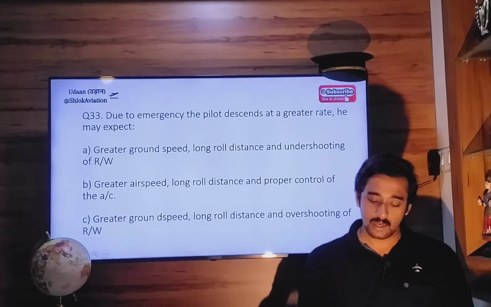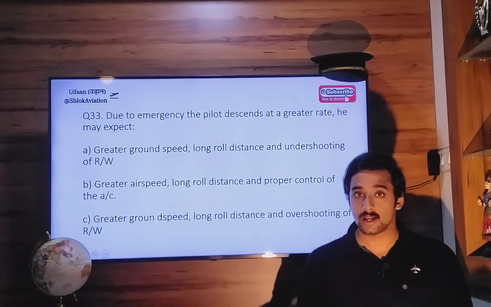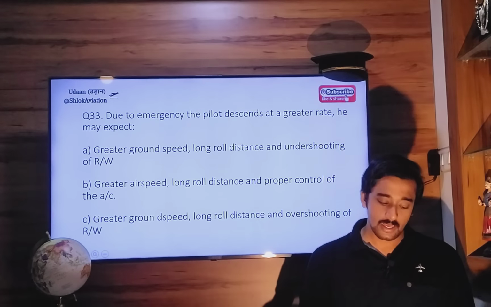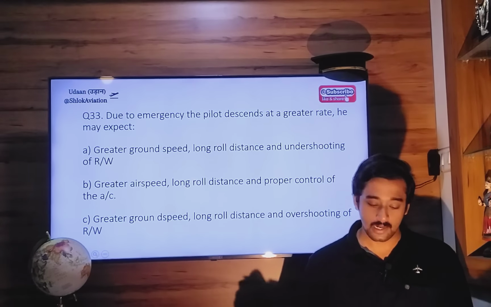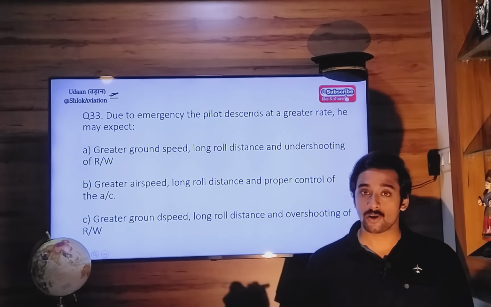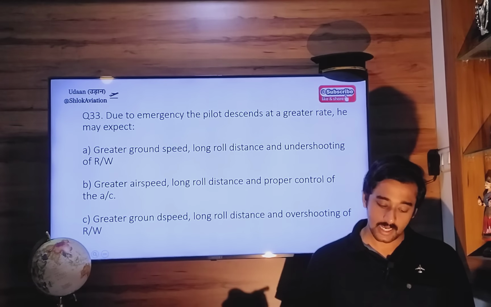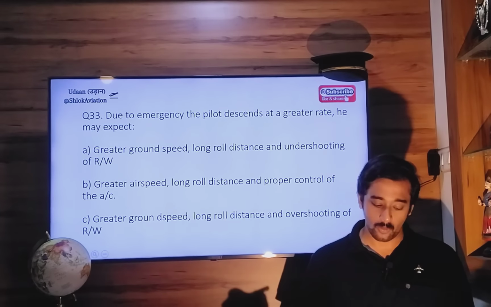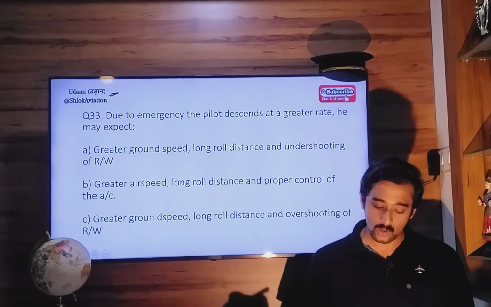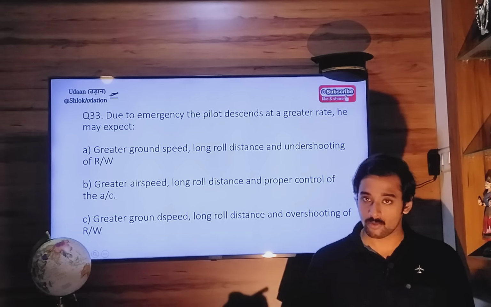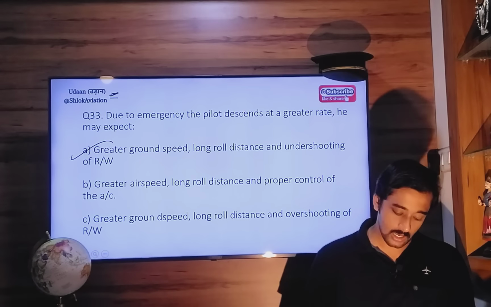Due to an emergency, the pilot descends at a great vertical speed. What will he expect? Greater ground speed, longer roll landing distance, undershooting of runway; greater airspeed, longer roll distance, proper control of aircraft; greater ground speed, long roll distance, overshooting of runway. So the correct answer is option alpha.